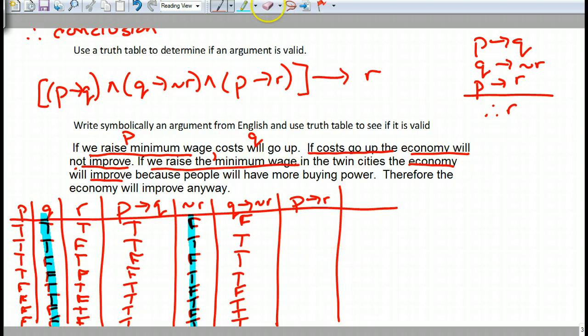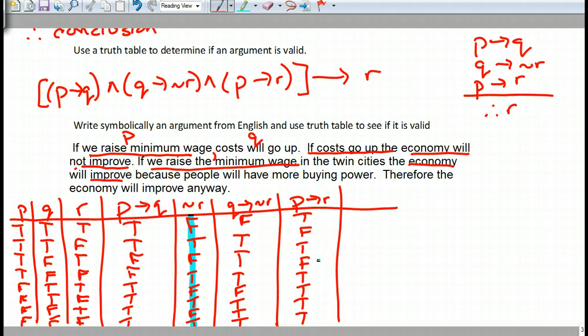Okay, P then R, we're going to see this will be a true, false, true, false. False, and then the rest are going to be, nope, they'll all be trues. True.